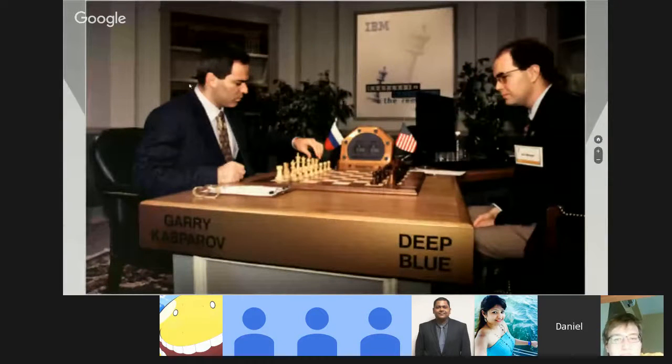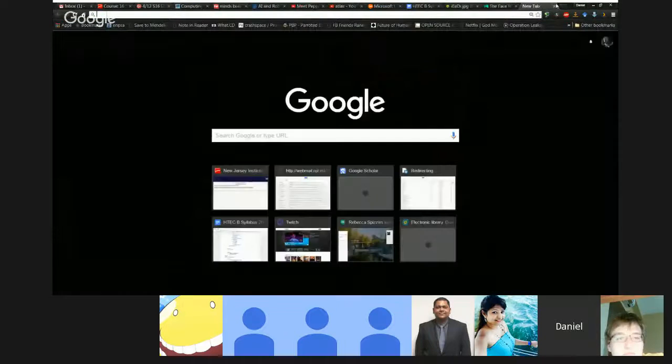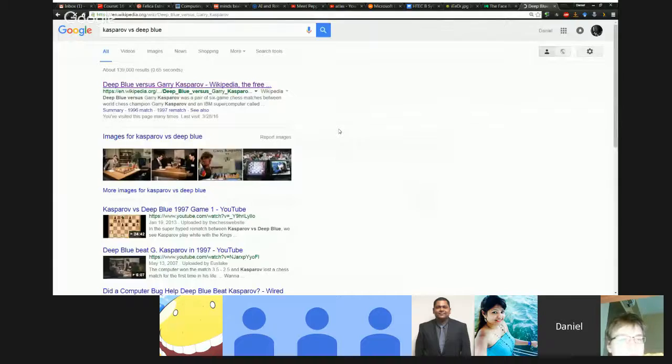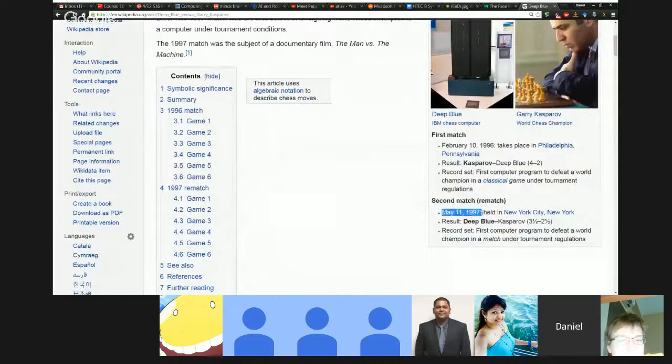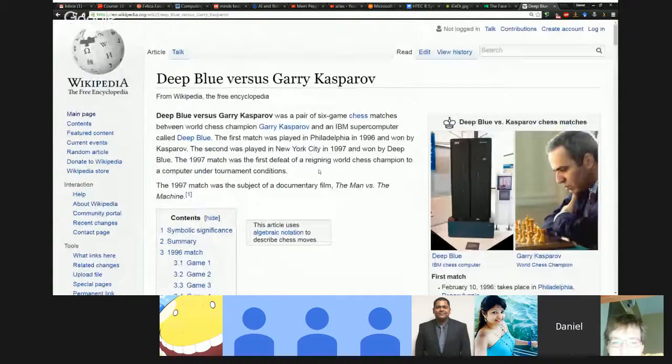So chess. This is Gary Kasparov. Back here is the computer interface for Deep Blue. Deep Blue is an IBM machine. If you want to know when computers took over the world, it was in May of 1997. May 11th, 1997, when Kasparov played Deep Blue chess.